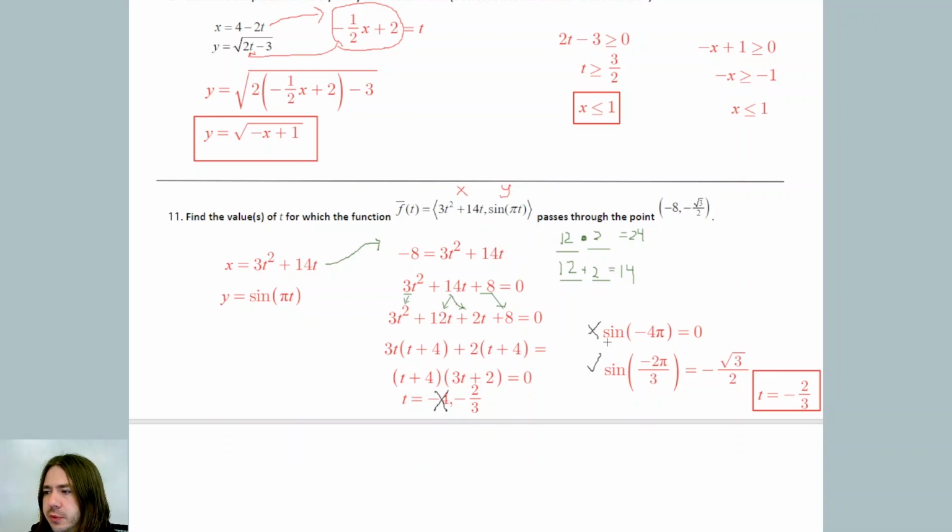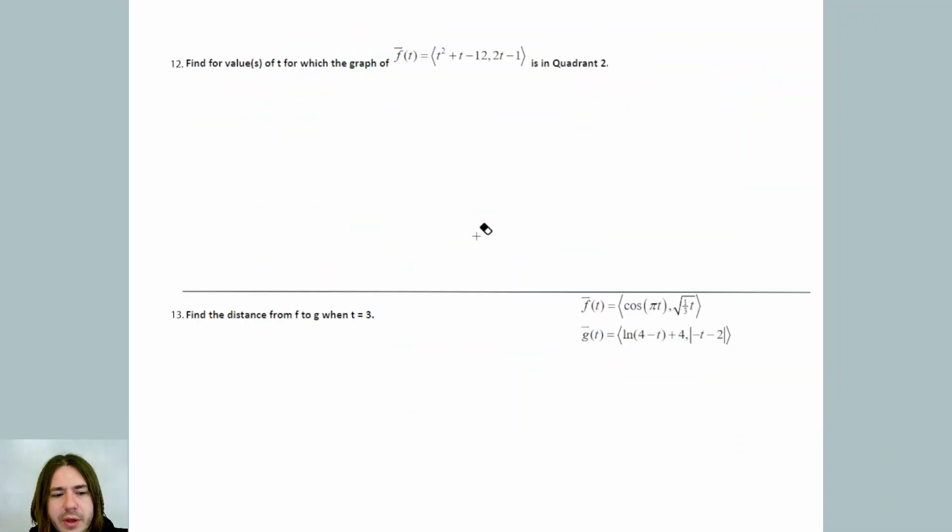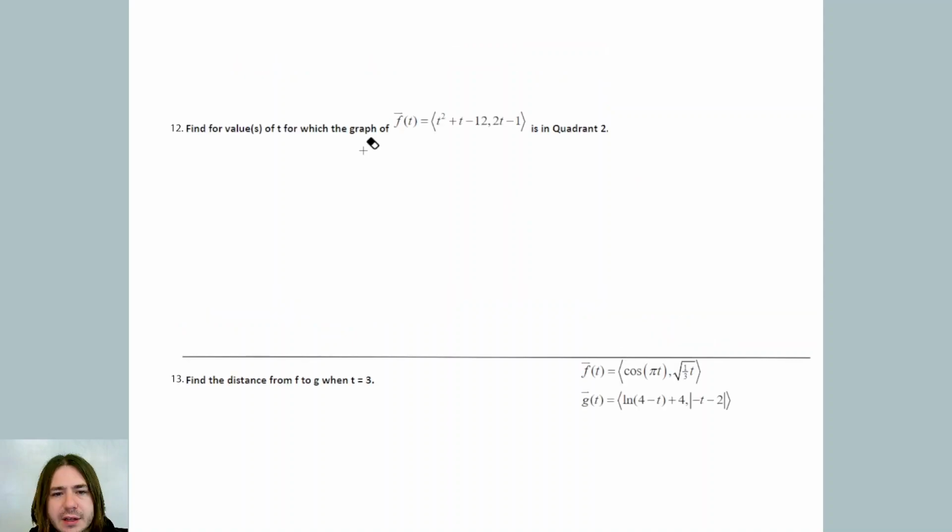So that's the end of page 2. Let's take a look at page 3. We've got, again, our parametric equations, which are kind of written like vectors, but if we want to write them a little bit more traditionally like parametric equations, I can rewrite it like this, where x is t squared plus t minus 12, and y is 2t minus 1. We want to know, when is it in quadrant 2?